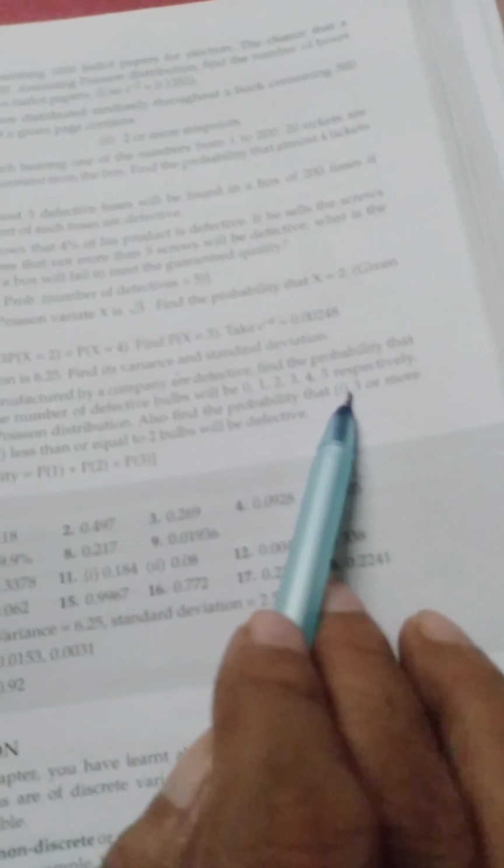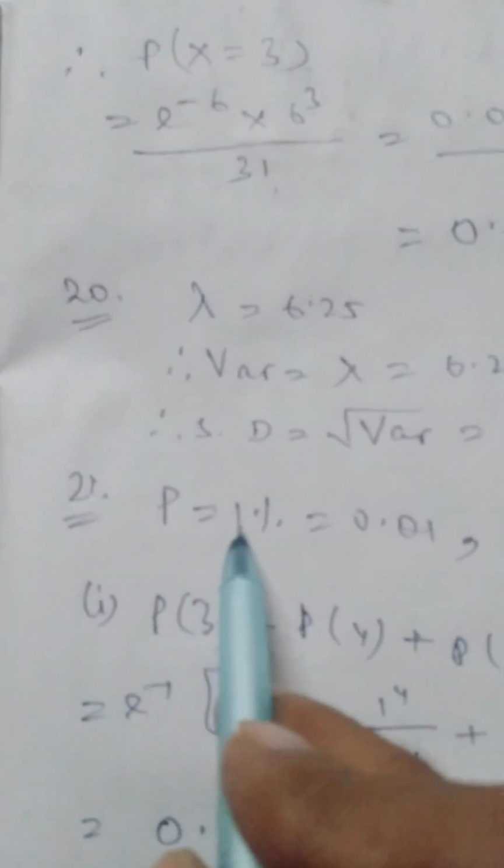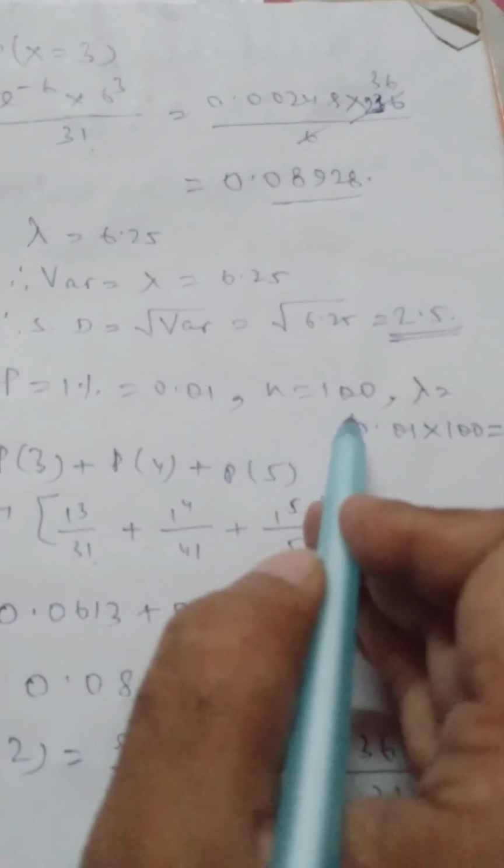Now question number 21. If 1% of the electric bulbs manufactured by a company are defective, find the probability that in a sample of 100 bulbs, the number of defective bulbs will be 0, 1, 2, 3, 4, 5 respectively. Use the recurrence relation of Poisson distribution. Also find the probability that part 1, 3 or more, part 2, between 1 and 3, and part 3, less than or equal to 2 bulbs will be defective. So P equals 1% equals 0.01, N equals 100, lambda is equal to 0.01 into 100, which makes it 1.